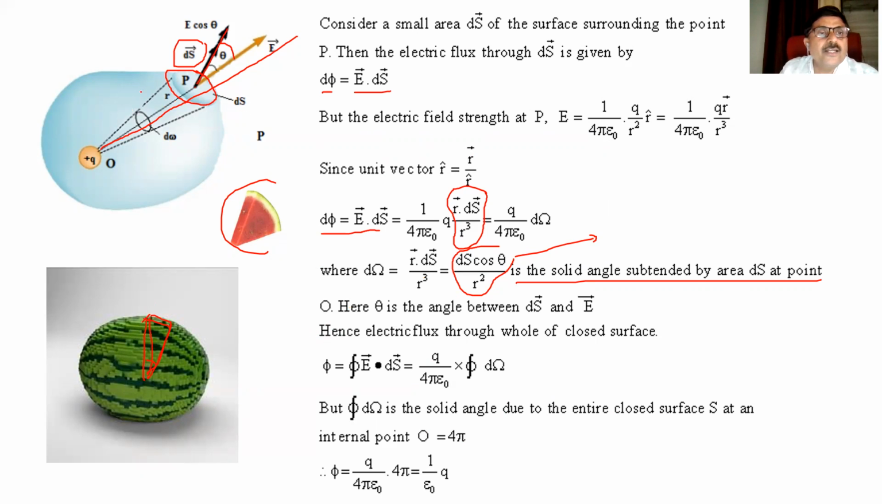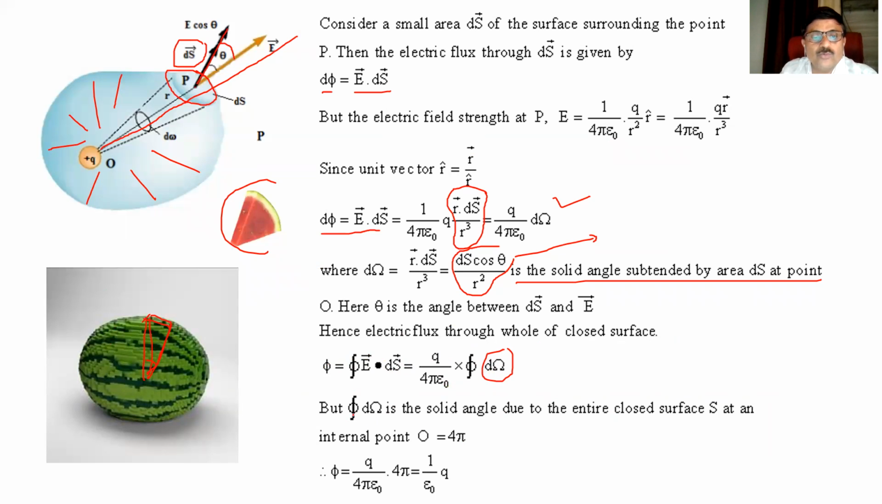Now you have to calculate the net flux passing through this surface. In all directions, you have to calculate the outward flux. So the total outward flux can be calculated by integrating this equation over the closed surface. So the net electric flux through the whole closed surface will be given as the integration over the closed surface of E dot ds. Putting the value of E, Q divided by 4 pi epsilon 0 will be constant, and the integration is over this solid angle d omega.